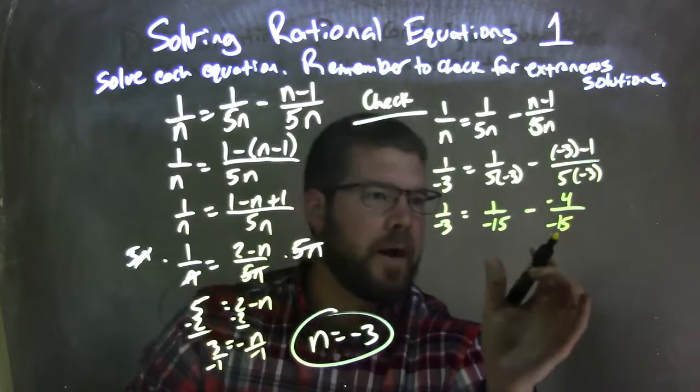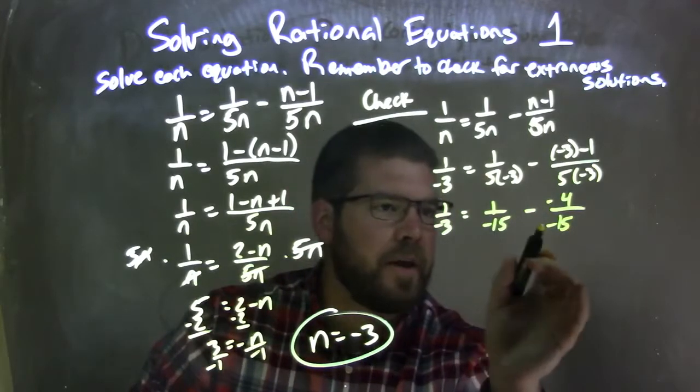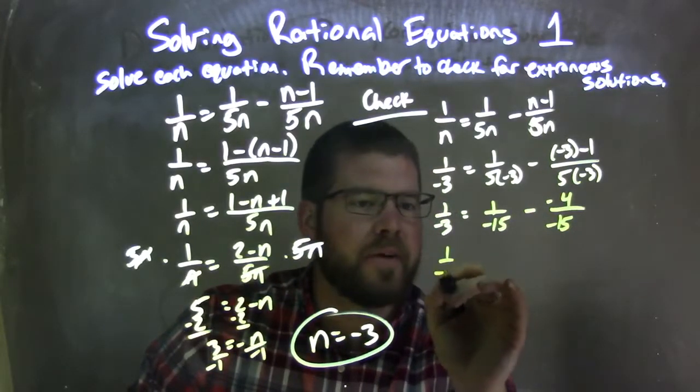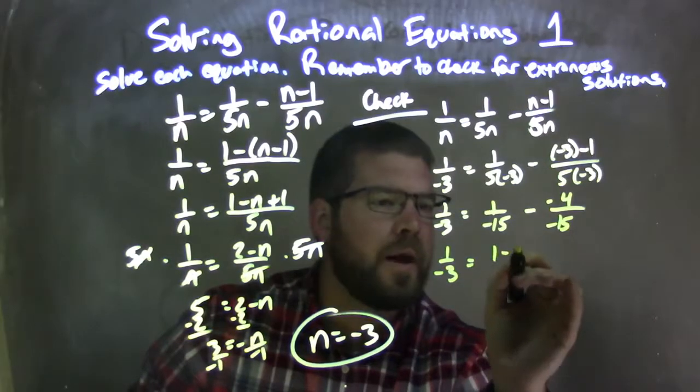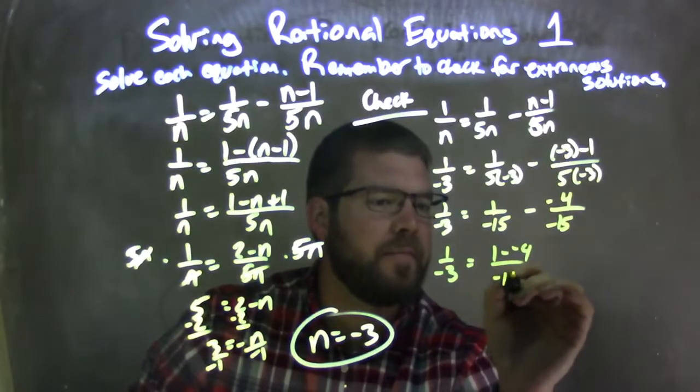Okay? We can combine our fractions, right? Because they have the same base, we can subtract them together. So we have 1 minus negative 3 equals 1 minus a negative 4 over negative 15.